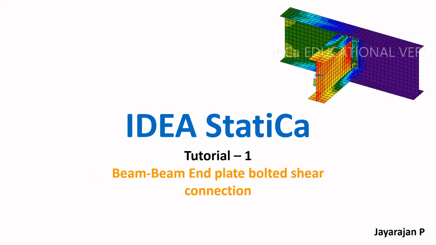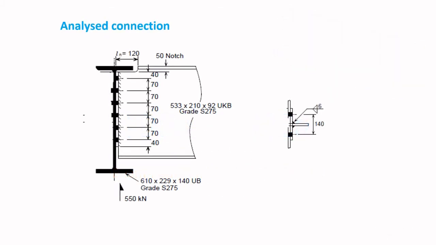Myself Jarajan P. Here I will show you how to model, design and check a structural steel joint. The example of a beam-to-beam end plate bolted shear connection is considered. The sketch showing the connection details to be modeled and analyzed in Idea Statica is shown here. So let us now proceed to model this connection in Idea Statica.